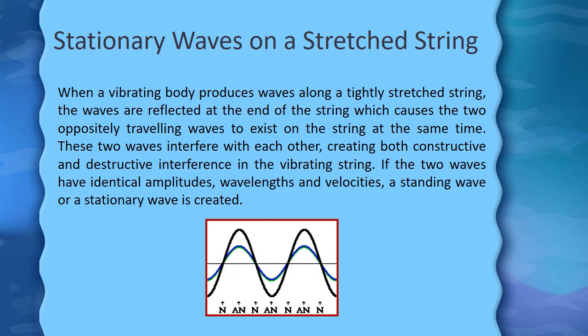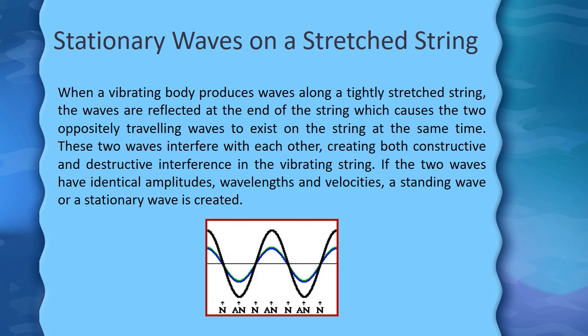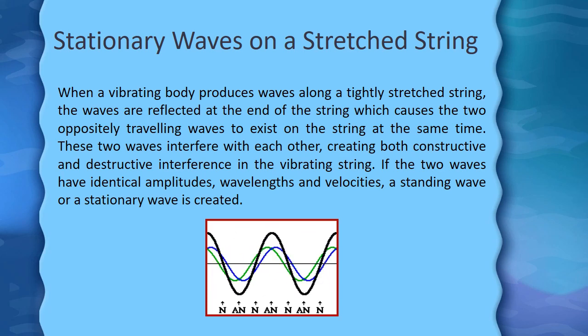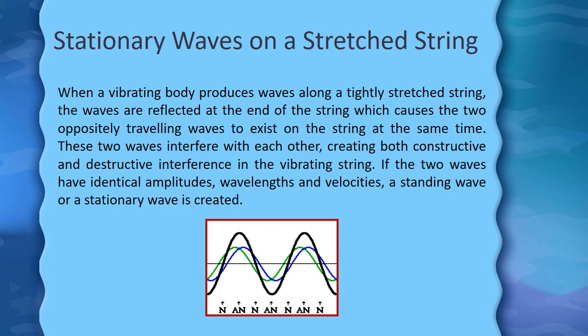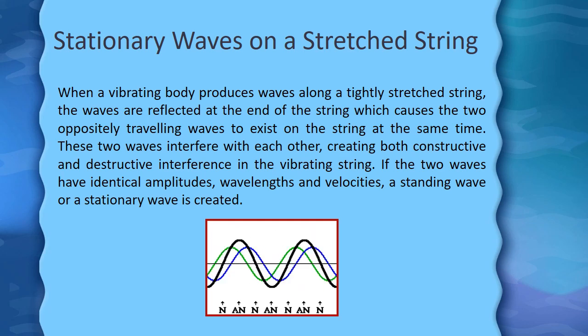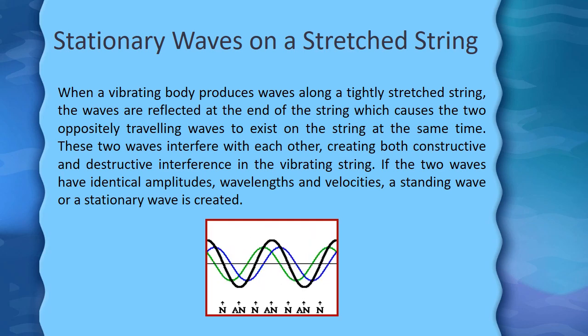When a vibrating body produces waves along a tightly stretched string, the waves are reflected at the end of the string, which causes two oppositely traveling waves to exist on the string at the same time. These two waves interfere with each other, creating both constructive and destructive interference in the vibrating string. If the two waves have identical amplitudes, wavelengths and velocities, a standing wave or a stationary wave is created.